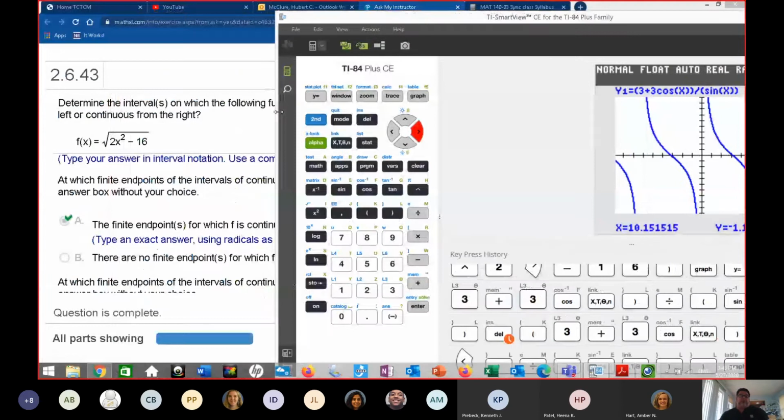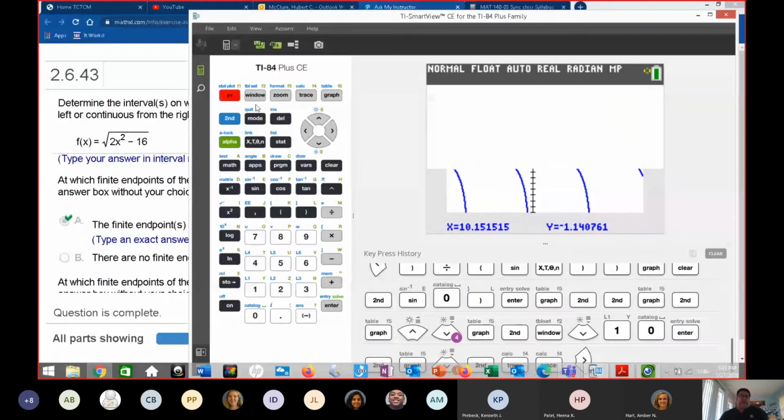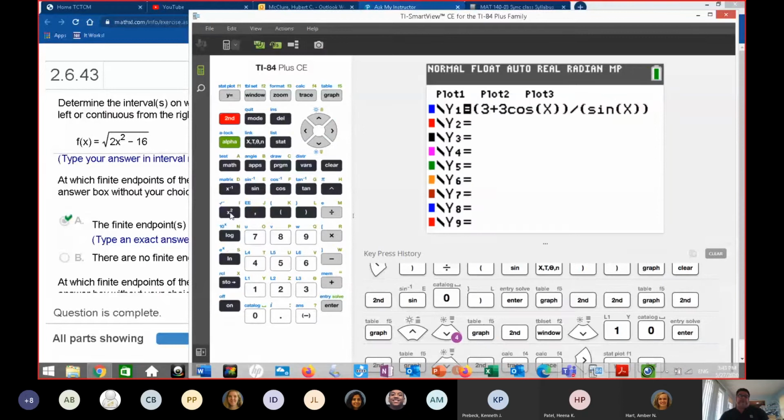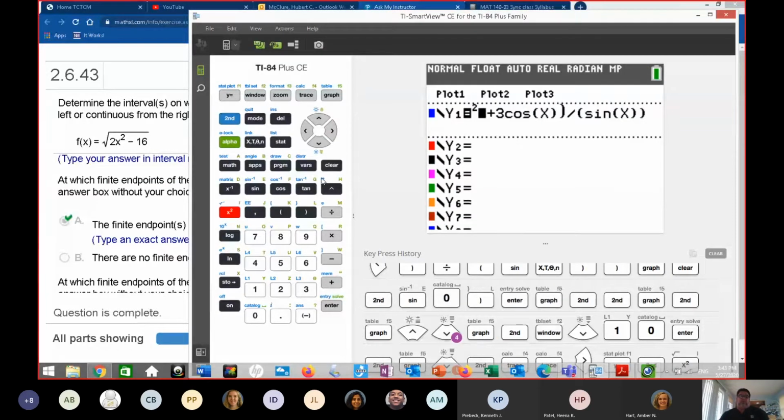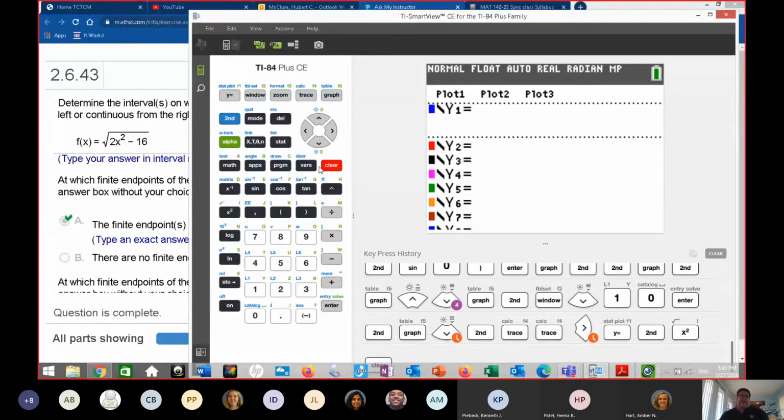And y is equal to second radical, let me just hit clear. Second radical 2x squared. I don't like that big X. I don't like that. Squared minus 16. And graph it.